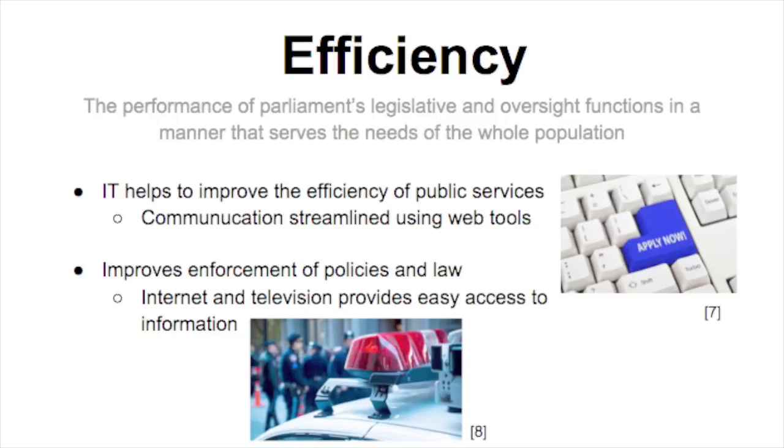Information technology allows easy access to political information. For example, when a new policy is created, the public will be notified by the news through television networks. They will also be able to see this information easily via the internet. With the public aware of the actions of the government, the enforcement of policies and laws will be improved.